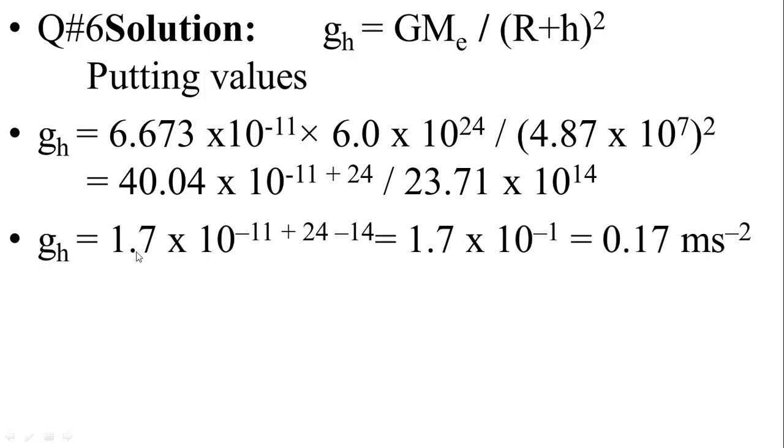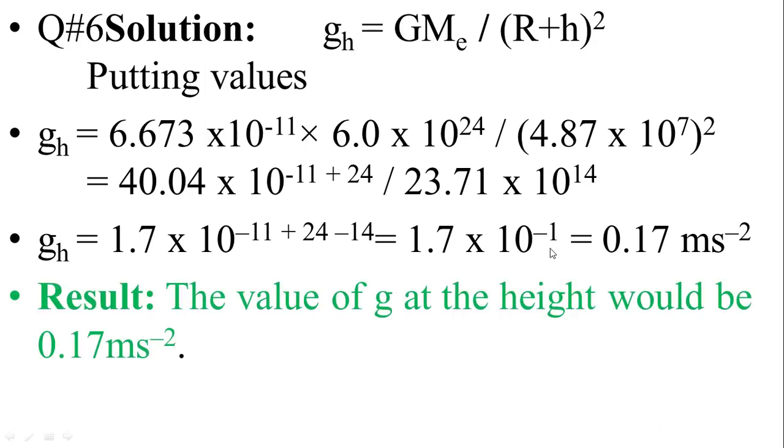gh is equal to 1.7 multiplied by 10 raised to power minus 11 plus 24, and this value moves upward, minus 14, is equal to 1.7 multiplied by 10 raised to power minus 1. The final answer gh is equal to 0.17 meter per second square. The resultant value of g at the height would be 0.17 meter per second square.